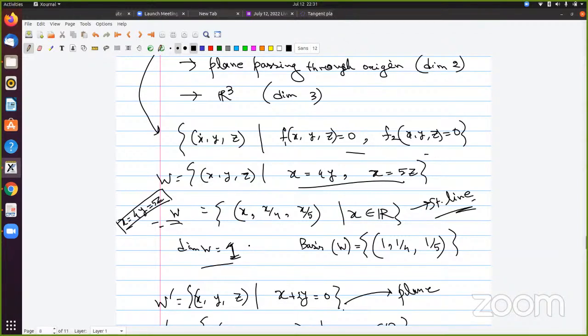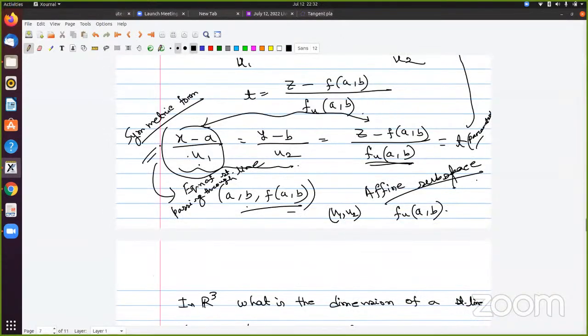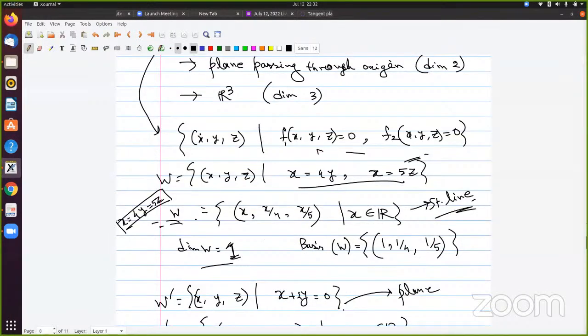So when we talk about a straight line in R3, the equation is not like y equal to mx. That's my point. The equation will look like this: two equalities will be there, one relating x to y and the other relating x to z. X equal to 4y equal to 5z is the equation of a straight line in R3. If I only write x equal to 4y, that is a plane, because z is free there.